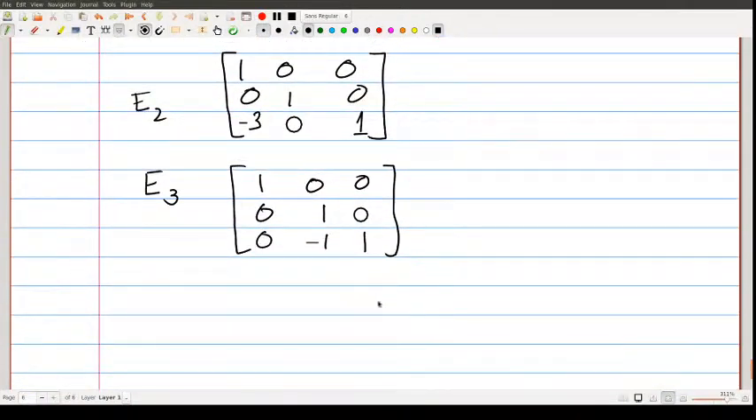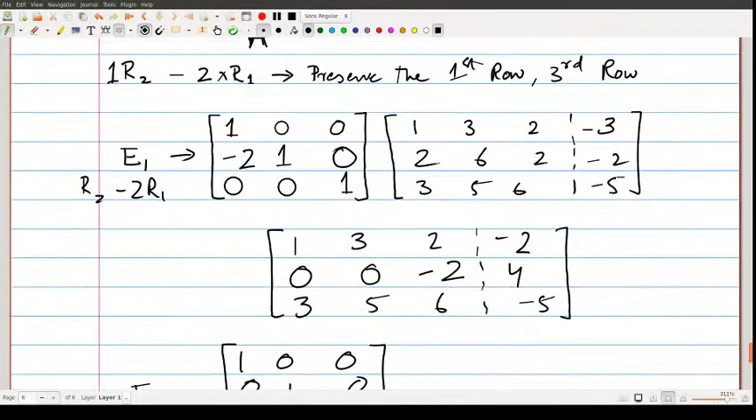Okay, so if I take E1 and multiply with A, and then I take E2 and multiply it with the result, and then I multiply it further with E3, what I'm basically doing is the row operations one by one. So this eliminates the first column entry in the second row, this eliminates the first column entry in the third row, and then this eliminates it in the third row, right? And so these are the elimination operations that we do.